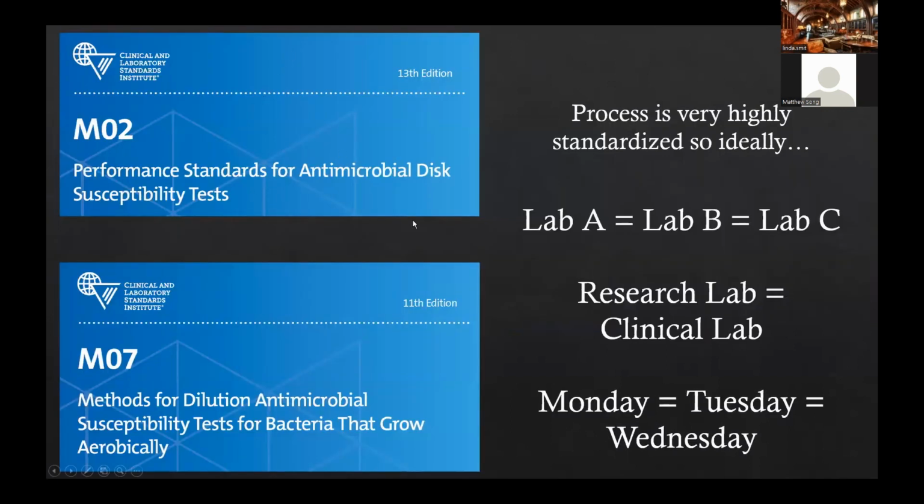There's a lot of rules for how you go about doing this. The Clinical and Laboratory Standards Institute is the Bible that we go by. This is an independent organization. It's not affiliated with the government or accreditation, that kind of stuff. Independent organization, but they publish these guidelines for us, which tell you exactly how to go about doing susceptibility testing. So pretty much everybody in the world follows these guidelines.